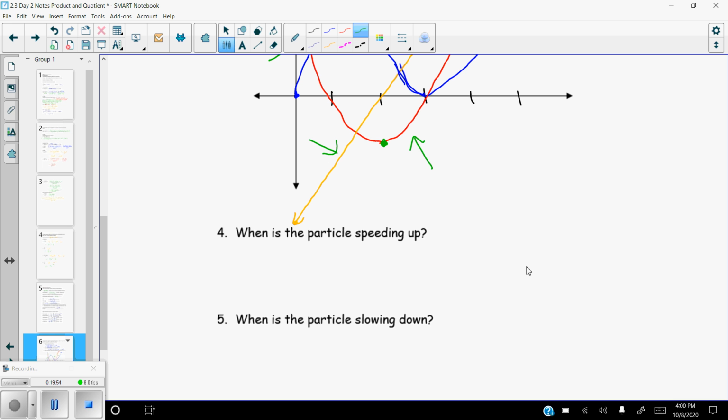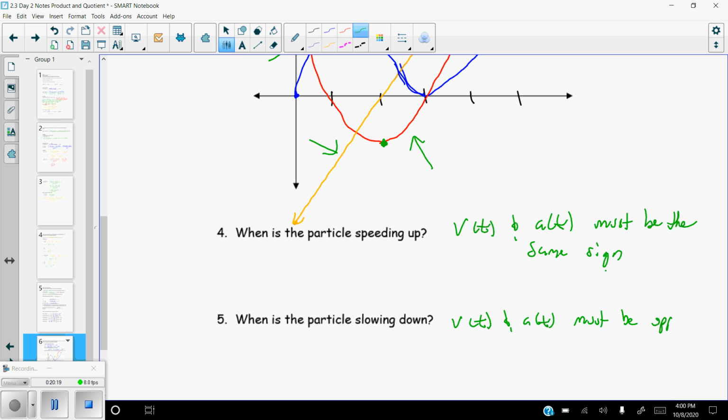So the idea is, for something to be speeding up, velocity and acceleration must be the same sign. And for something to be slowing down, velocity and acceleration must be opposite in sign. So one will be positive, one will be negative, and it doesn't matter which one.